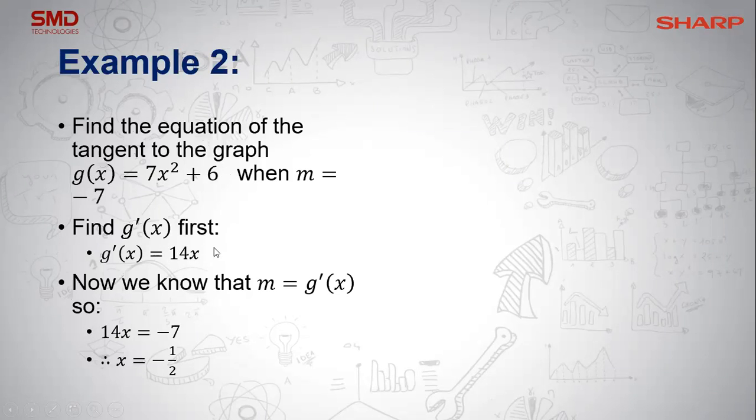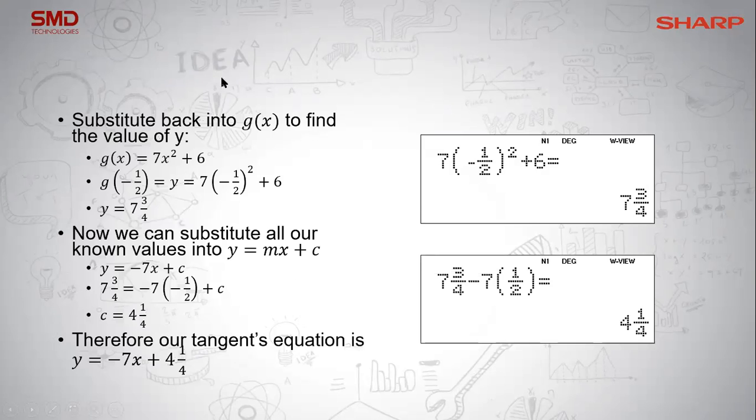So we have 14x. Now to find x, we make our gradient equal to the gradient that it was given to us as minus 7, and we solve for x, which gives us minus a half. Now we can substitute that minus a half back into our original function to find our y value, and that gives us 7 3/4.